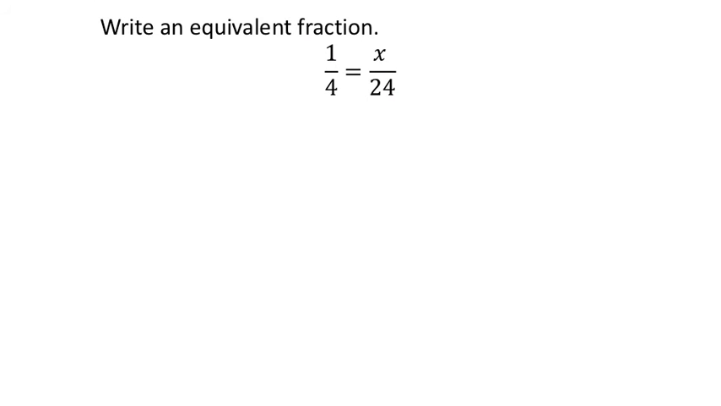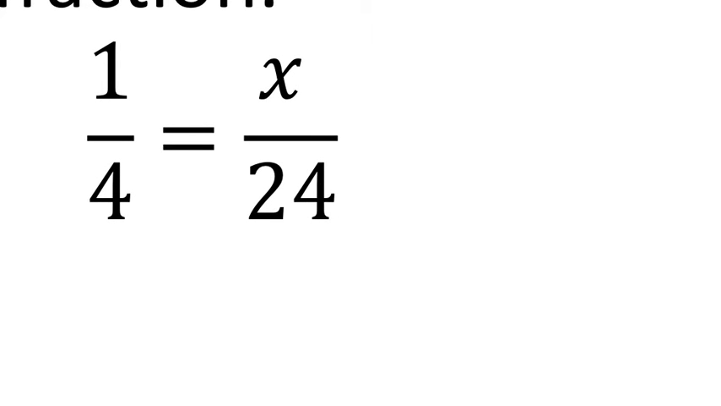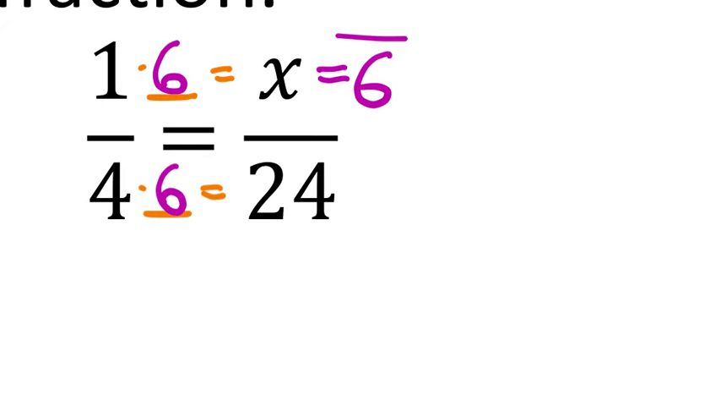All right, in a problem like this one, same idea. Once again, what do you have to multiply 4 by to get 24? That is the same factor that you will multiply 1 by to get x. And we know that 4 times 6 is 24, so 1 times 6 would give you the x value, which is then 6. 1 times 6 is 6. So if you replace that x with 6, you get a true statement.